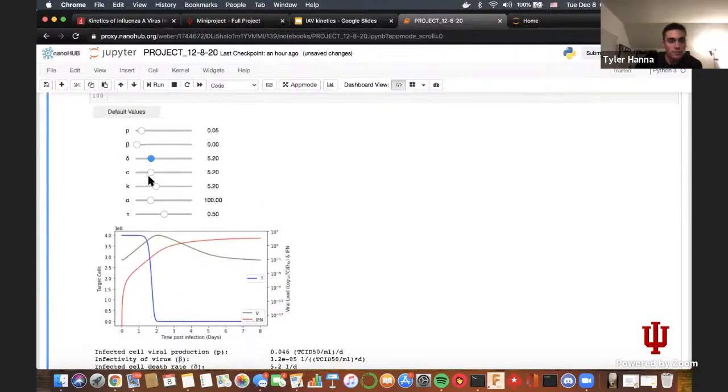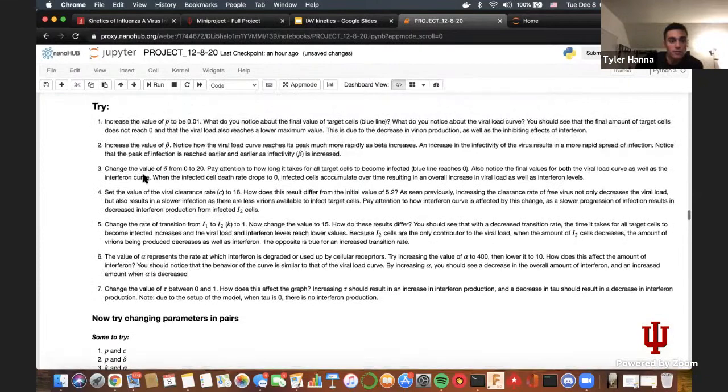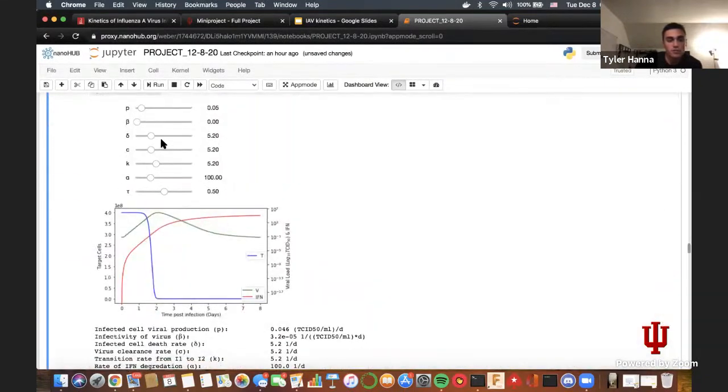And by increasing delta between 0 and 20, so make it 0.2, we see that by decreasing the death rate, the infected cells are going to hang around much longer, which are going to produce more interferon as well as the viral load. So as you see, both of these end on very high values. And if we increase delta, we'll see both of these reach not only lower values, but they will reach their maximums later in the infection. And it will take longer for the target cells to all be infected as well.